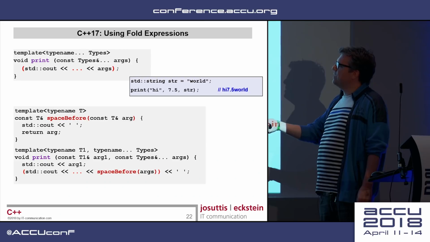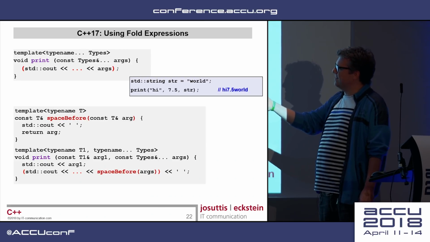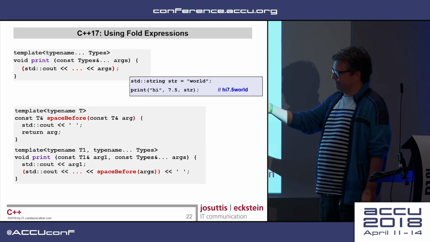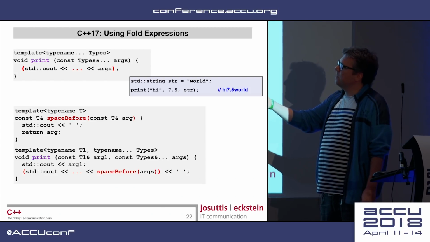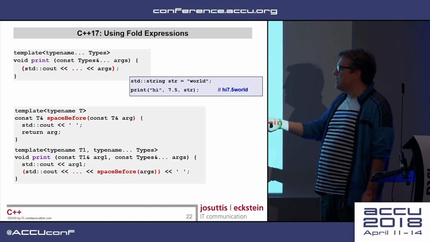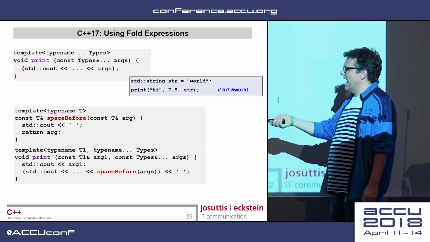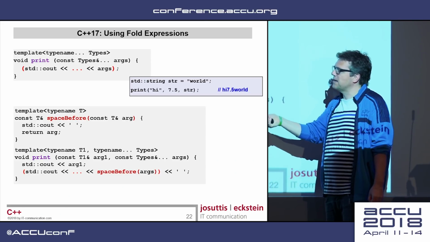And you see what this does here? Space before takes the argument, prints out the space, and returns the argument again. So this does the same as here, but the moment I call this, I have immediately printed out a space.